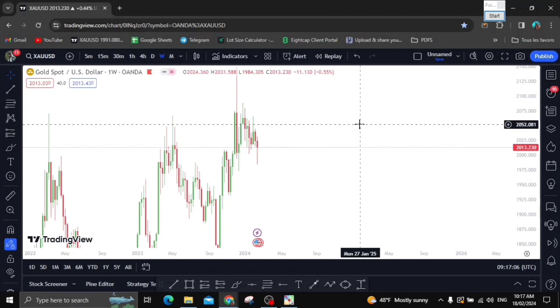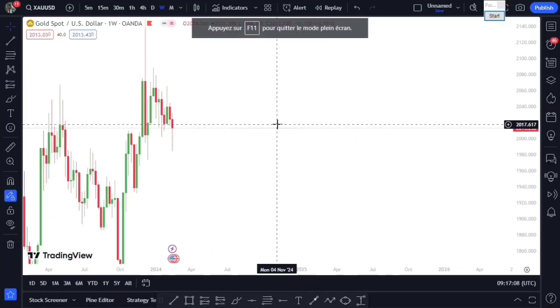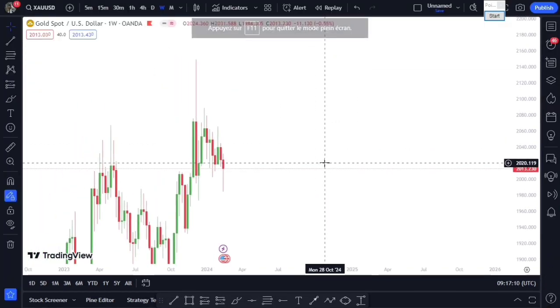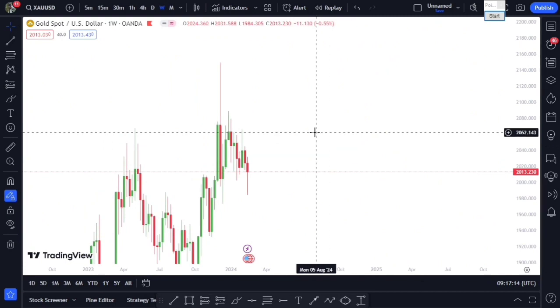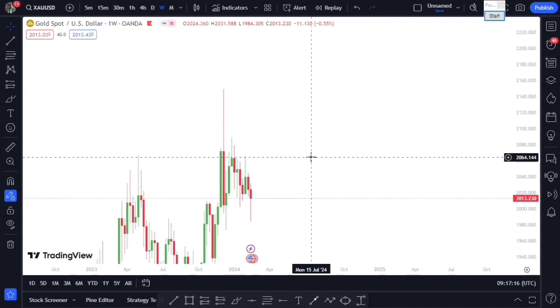In today's video I'm going to explain a very important idea, if I may say, about what's the difference between ranges and zones.